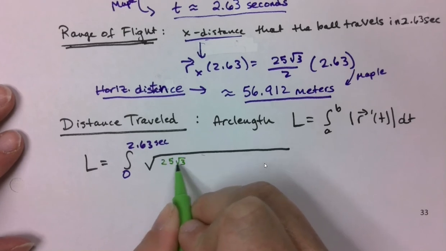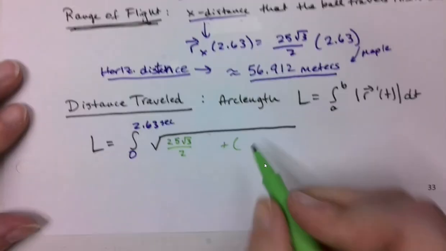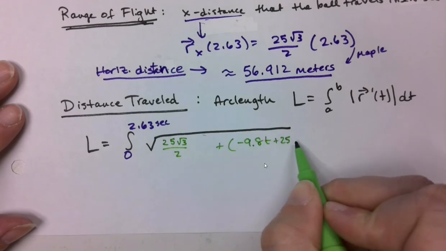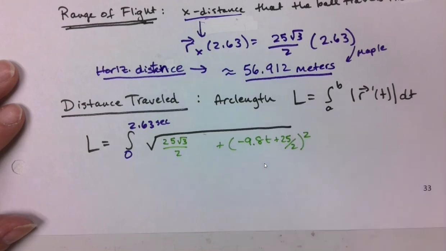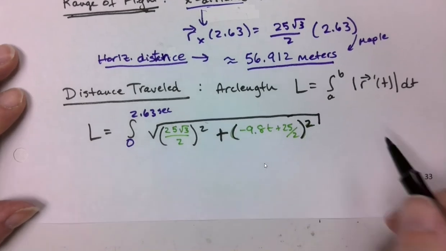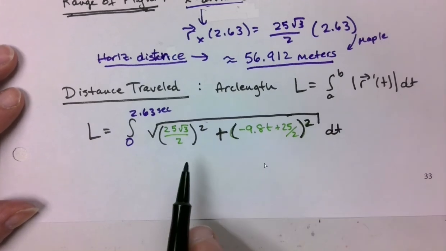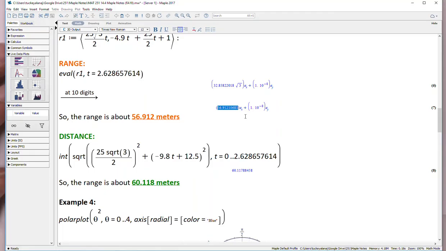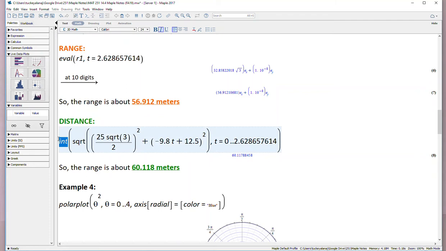So it's 25 square root of 3 over 2 squared plus negative 9.8t plus 25 over 2 squared. Here, hold on. This is squared plus this is squared. You close off your square root. And we are so not doing that by hand. This is what computers were invented for. So I tell it to take the integral, int, of the square root of 25 square root of 3 over 2 squared plus negative 9.8t plus 12.5 squared with respect to t from 0 to 2.62. And it tells me right there, but it's really small print, that it's 60.118.